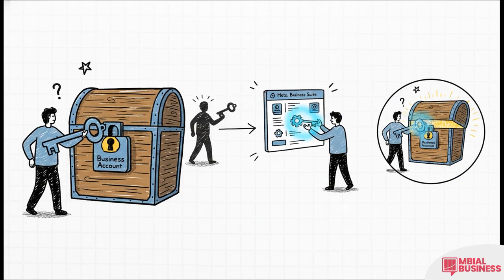Nine times out of 10, this is a page roles issue. All that means is that somewhere in the background, you don't have full admin permissions. A lot of times, a former employee or an old agency still technically owns the account. The solution is you have to go digging in your business settings and make sure you are listed as an admin on both the Facebook page and the main business account.